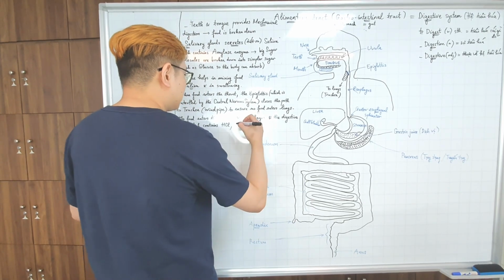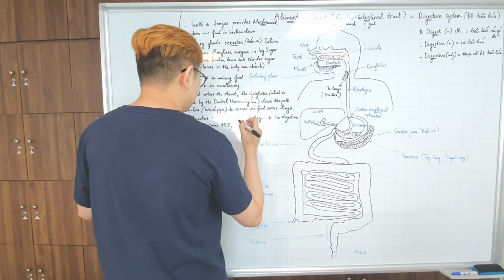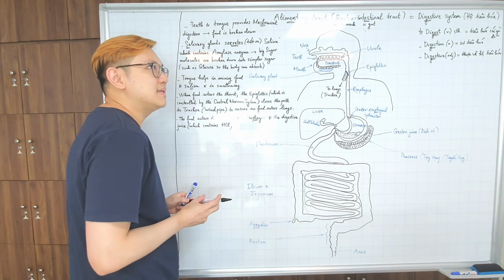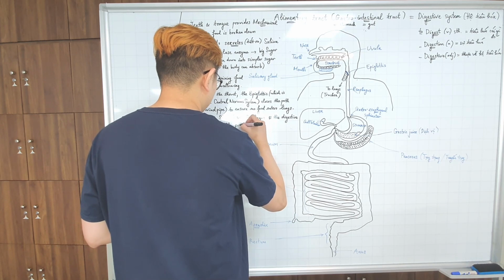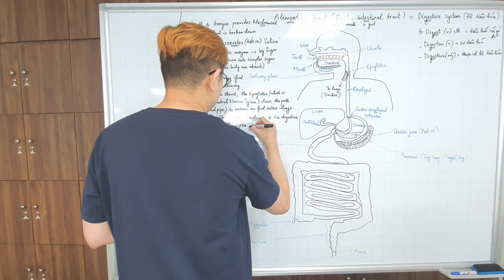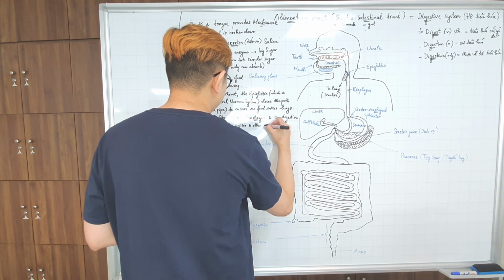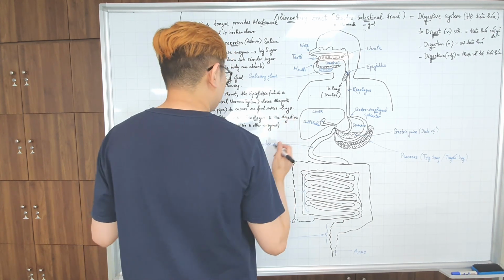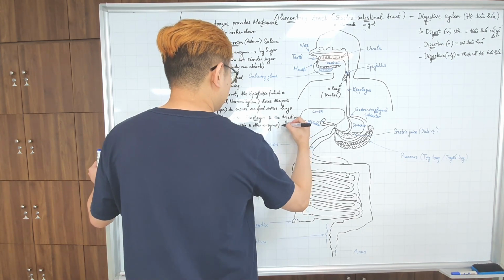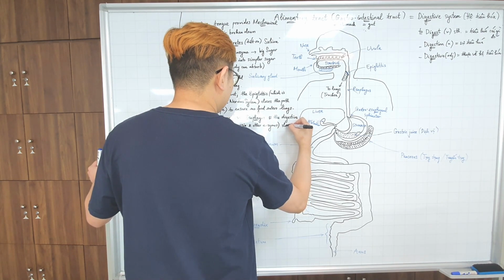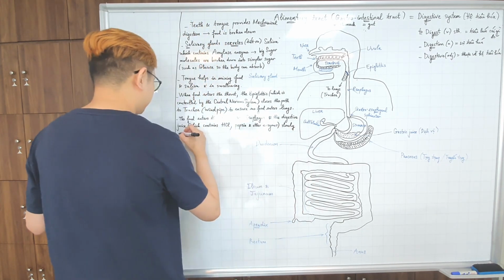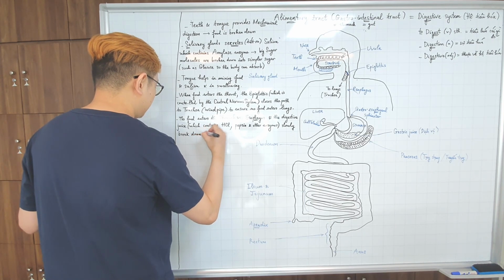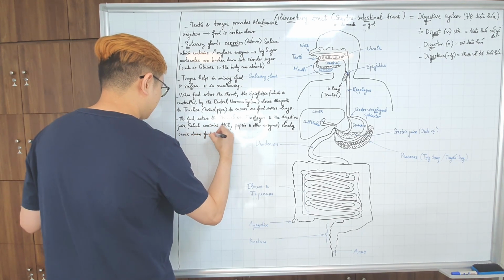What else? HCl. It also contains trypsin, pepsin, and other enzymes. Slowly break down food further.